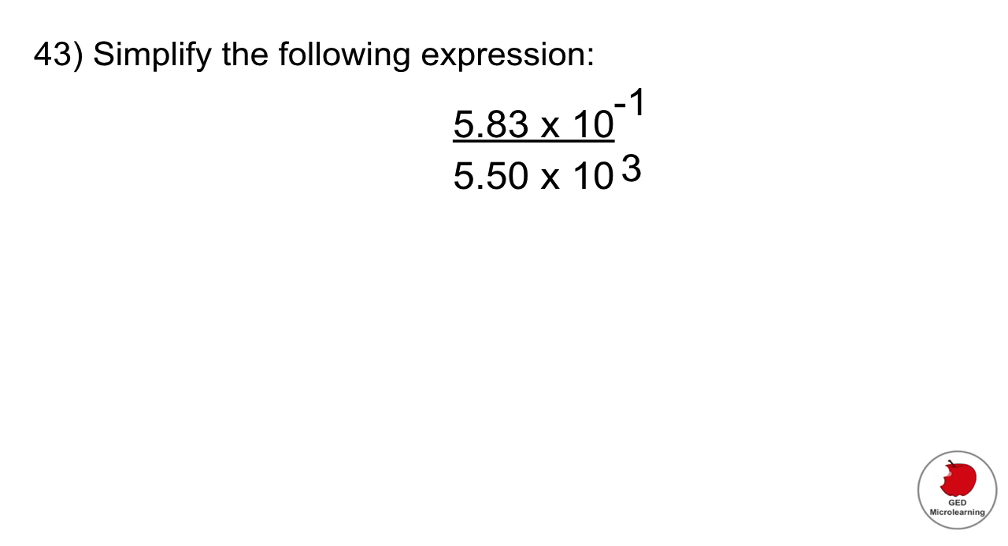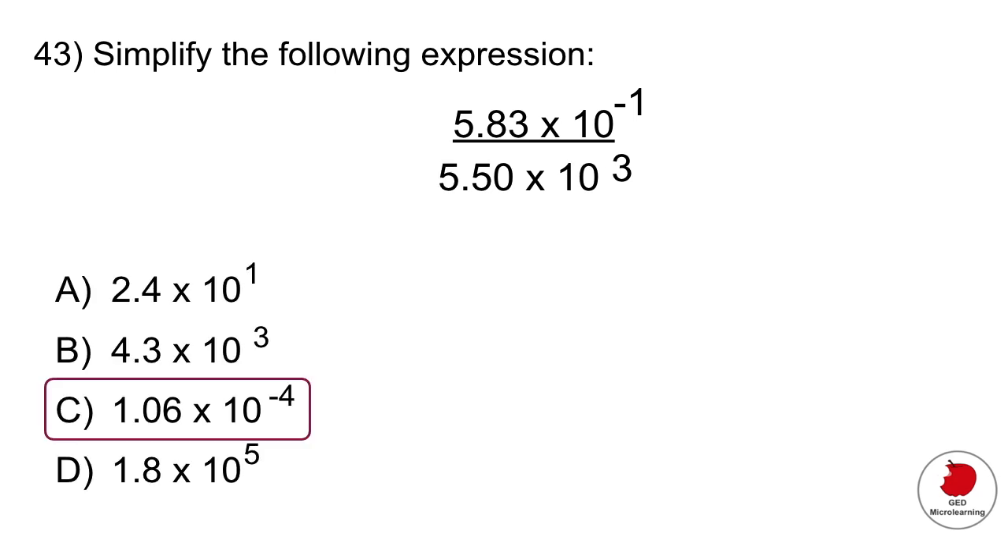Well, here what we want to do first is take these numbers and divide them by each other, as you would normally. That gives you 1.6. And then in the case of the exponents, what you're going to do is subtract them from each other. So 10 minus 1 from the top minus 3, okay, which gives you 10 raised to the power of minus 4. So your complete answer would be 1.6 times 10 raised to the power of minus 4, which is option C.